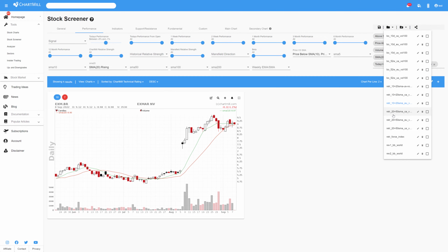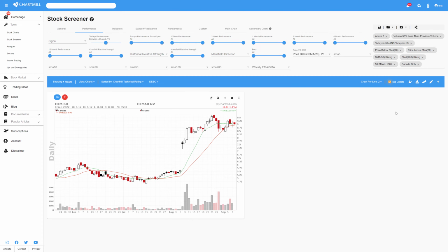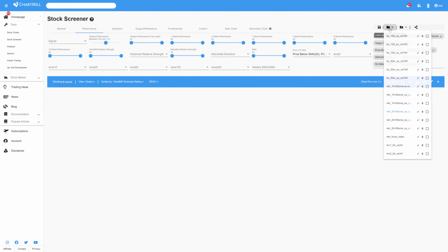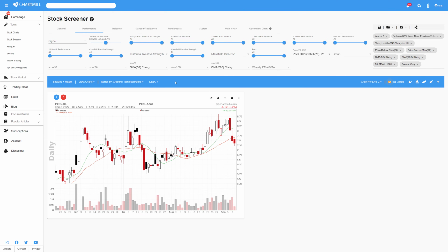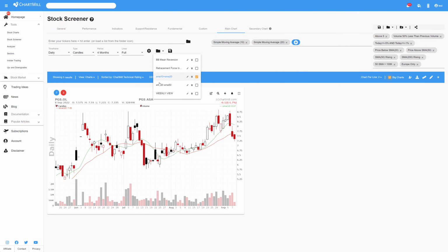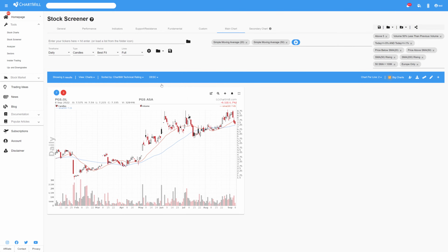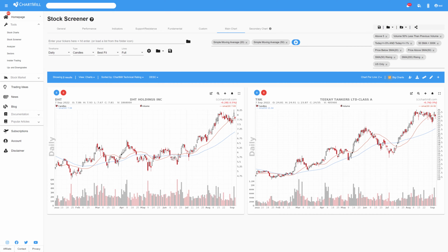Next one is also a retracement screen, but based on the 20 and 50 simple moving average. So first Canada, no setups. Europe, I'm going to change the main chart view. So SMA 20 and SMA 50, no. And then for the US, nothing that grabs my attention.